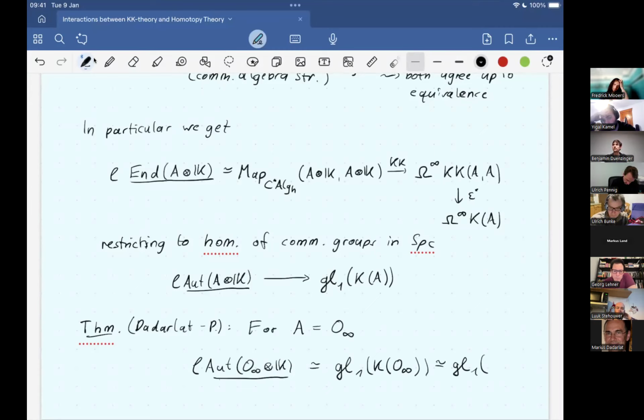It turns out that the K theory of O infinity is the same as the K theory of the complex numbers. So this turns out to be GL1 of KU. And for all of these strongly self-absorbing C star algebras, you can determine what the right-hand side is in terms of GL1 of KU in some way, shape or form. But maybe this is a good place to stop.